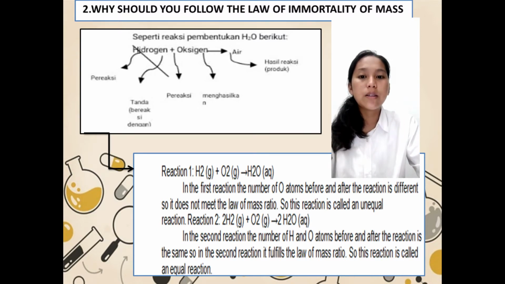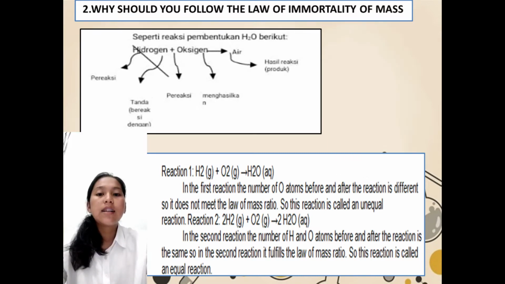Hydrogen plus oxygen, the product is water, where hydrogen and oxygen are reactants and water is the product. Example, the first reaction: H2 gas plus O2 gas, the product is H2O aqueous. In the first reaction, the number of O atoms before and after the reaction is different, so it does not meet the law of conservation of mass. So this reaction is called an unequal reaction.